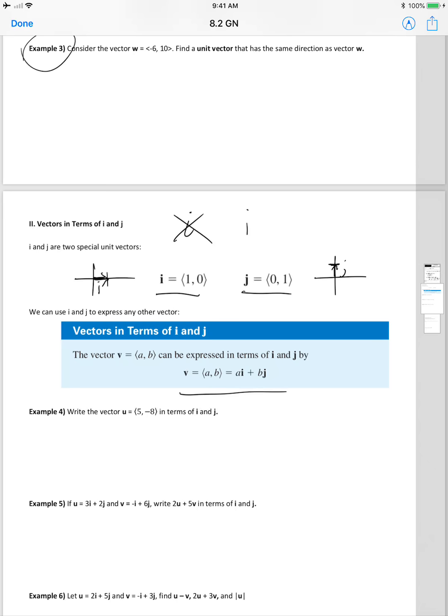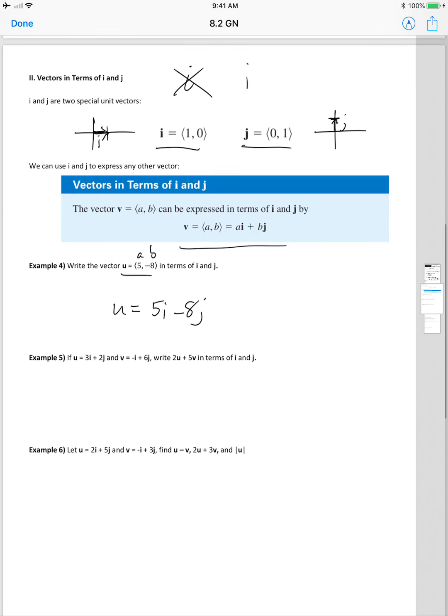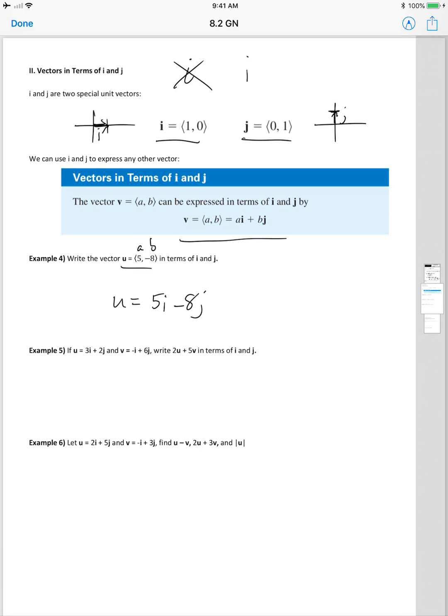Incredibly straightforward. So to be able to write a vector in terms of i and j, for example this, u equals, well this is a, this is b, so 5i minus 8j. That's it. It's literally all I'm asking you to do there. And you may be asking yourself, well, why do we bother doing this? Well, we'll see in just a minute, actually, what this enables us to do more easily.